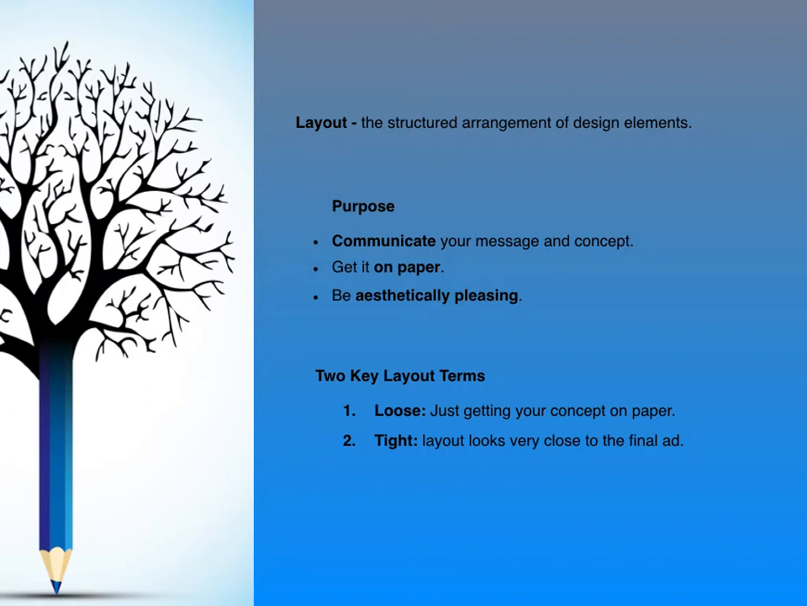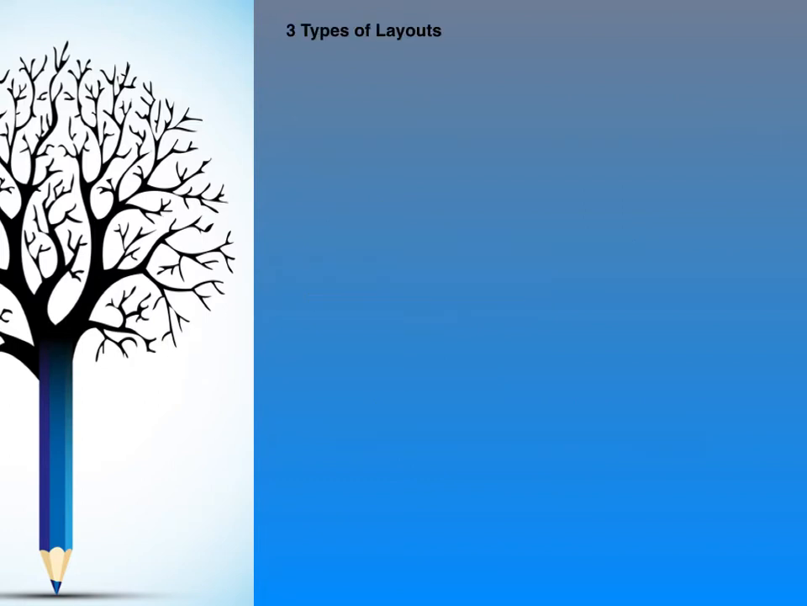We're going to talk about 3 types of layouts. For each layout, we'll talk about who the audience is, why we are doing this type of layout, and the characteristics of that layout. The first type of layouts are thumbnails. Thumbnails are very loose and they're done for the creative team. This may include the copywriters, the art directors, the graphic designers. There could be junior copywriters, junior graphic designers, the whole creative team.